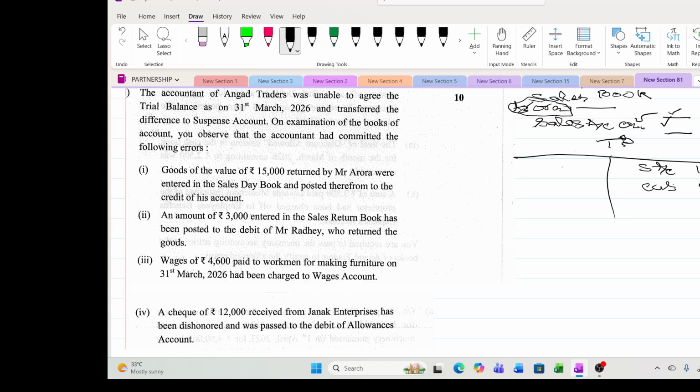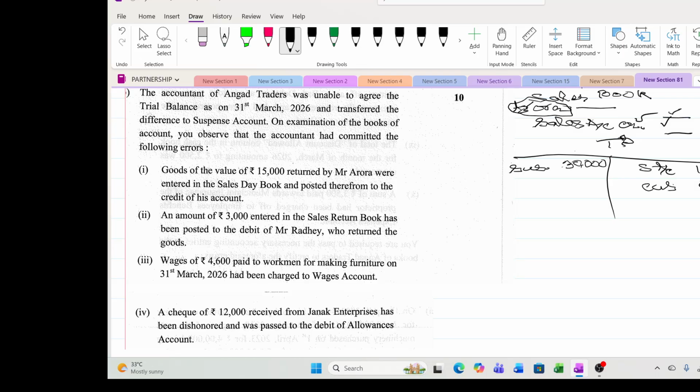So when they totaled the trial balance, the credit side would have become excess by 30,000. So in order to adjust that, they would have operated the suspense account. Suspense account they would have posted with 30,000. Only you take this item. I'm not going with the total of the trial balance. Every item we will be considering.